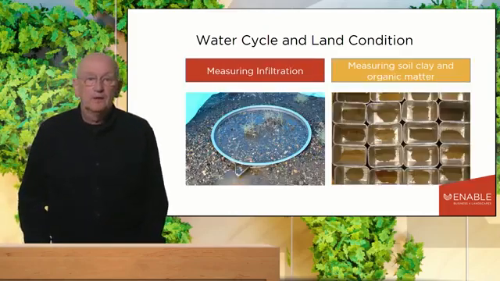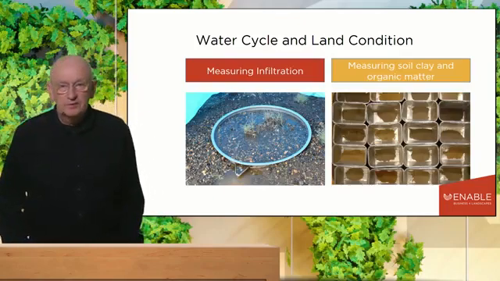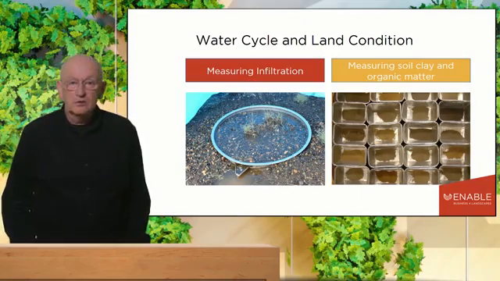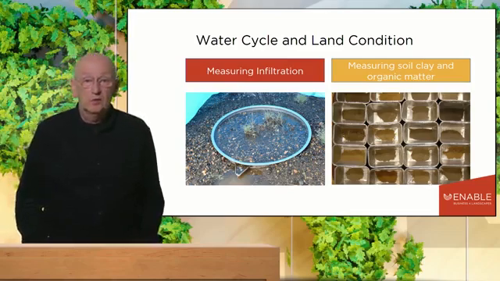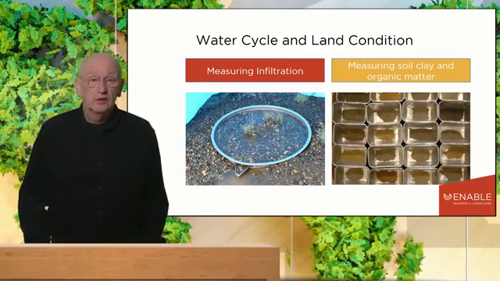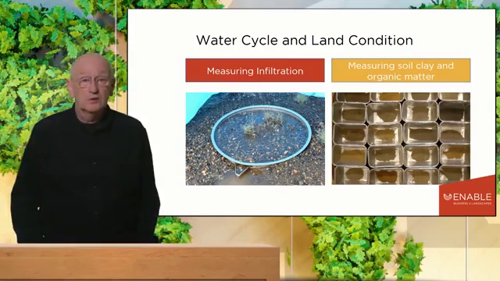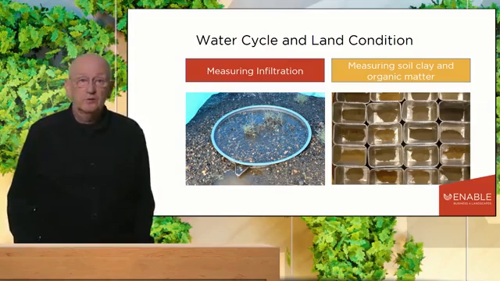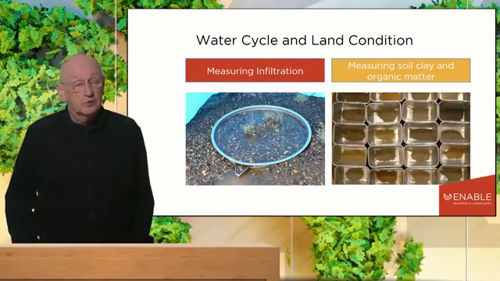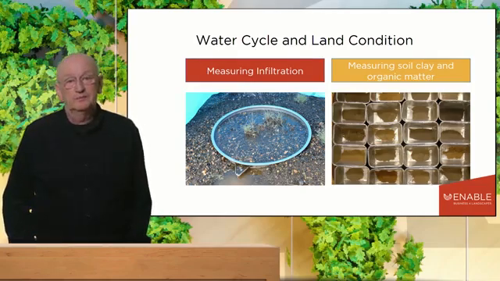The condition of the water cycle can be measured by determining infiltration rate and measuring the organic matter and clay content in the soil. And we can also measure the water retention capacity of the soil in the laboratory. So we can determine the functioning of the water cycle in the soils and compare it to the potential of the land. These are important elements of truly reading the land.